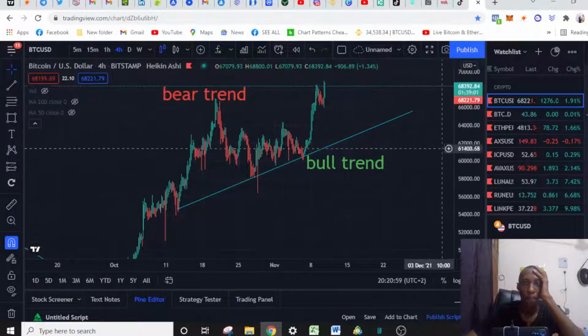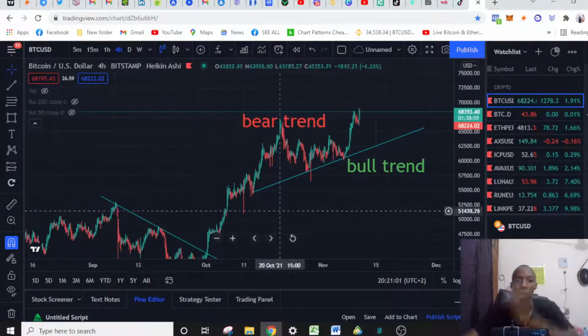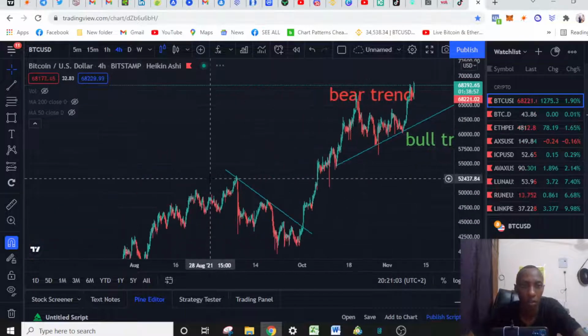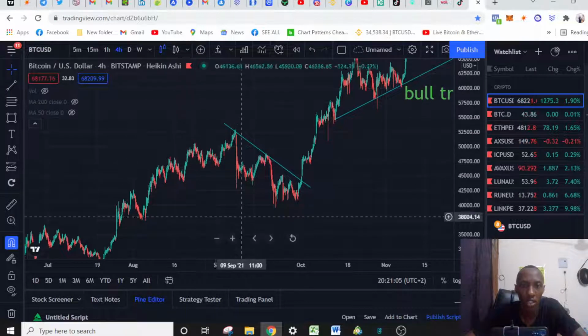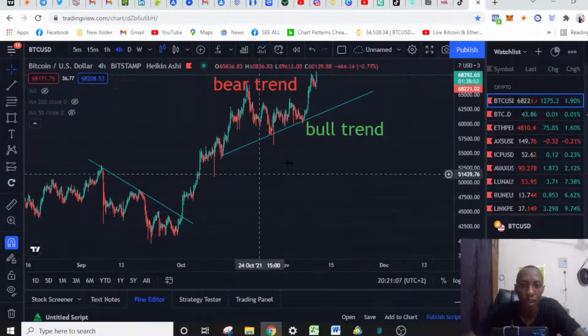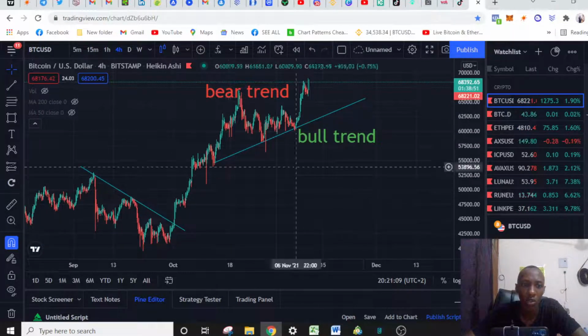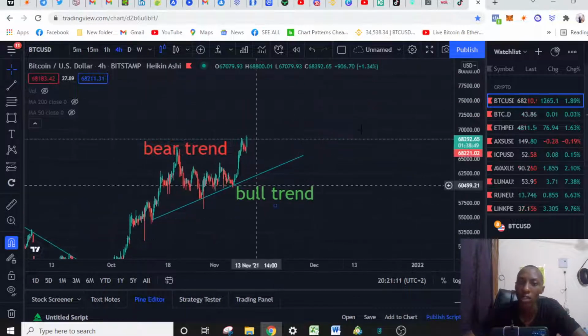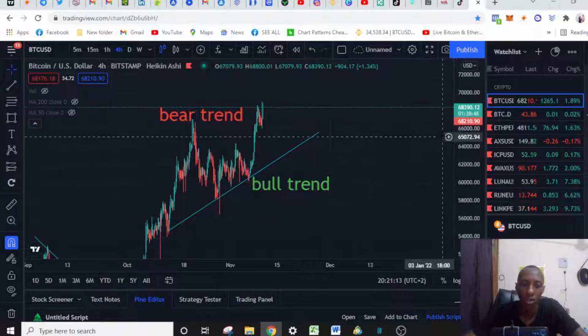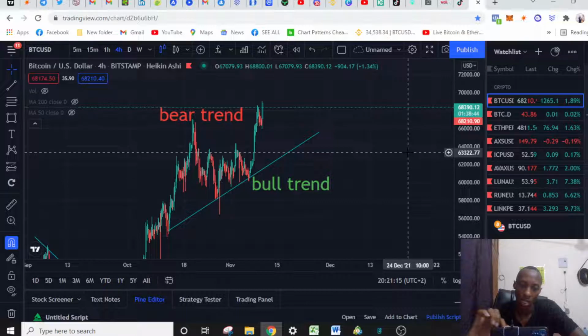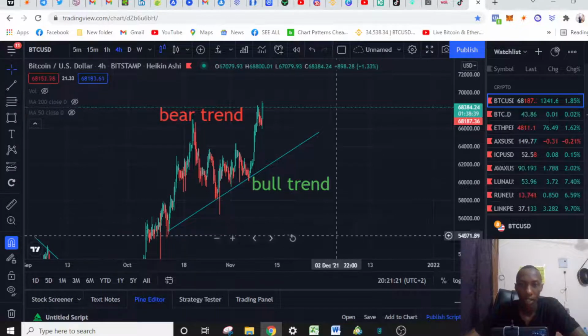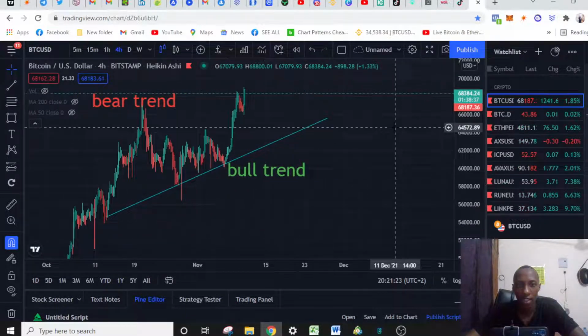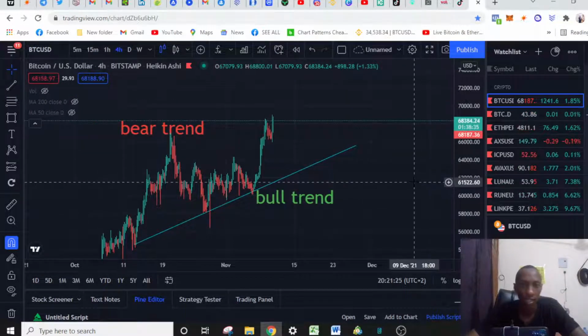Okay. I don't know if I'm explaining that well enough, but the whole point is these lines, these simple lines, when you combine these with the resistance and the support zones, you understand where the market goes. It's very nice. Okay. Yeah. So that's basically it.